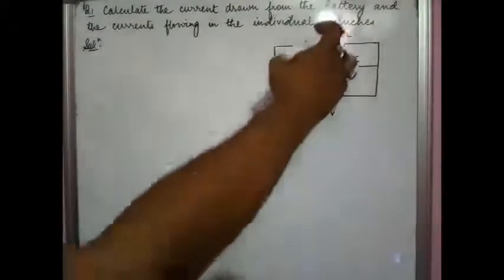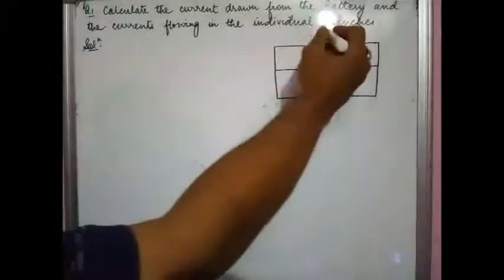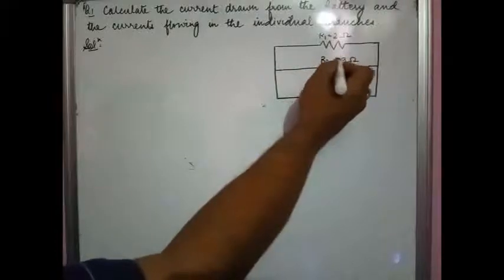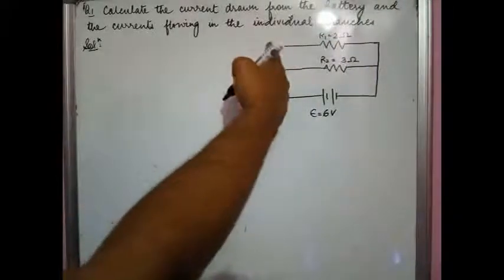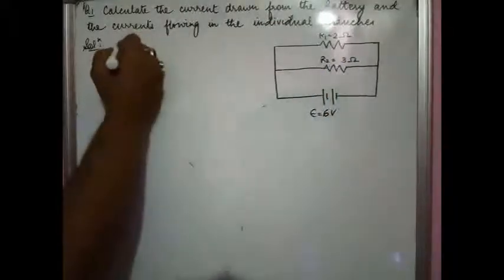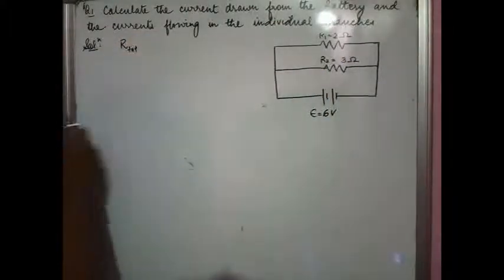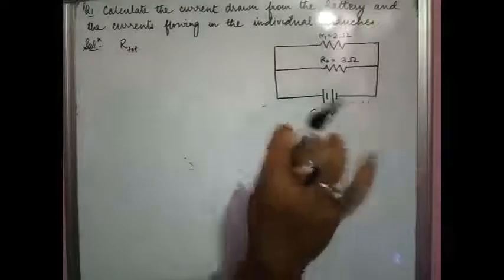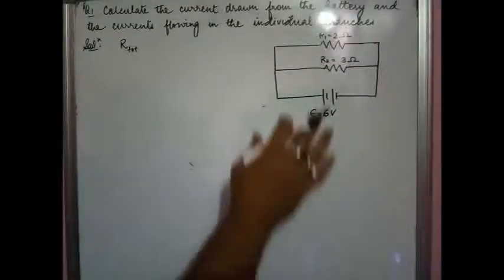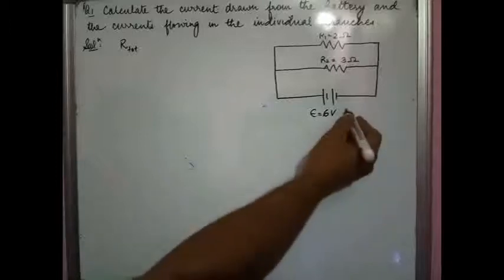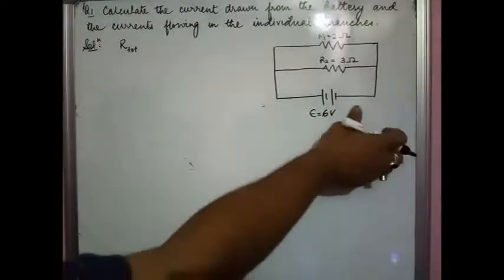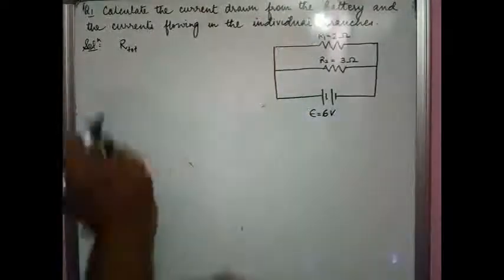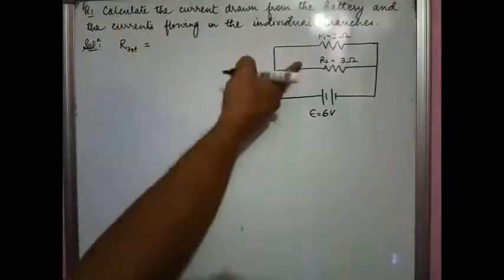Now there are two resistances, as you can see. You can call this R1 and this R2. These two resistances are in parallel combination. The first thing that we will calculate is the R total of the circuit, because this battery does not have any internal resistance. Practically it is not possible, but for this question they have not given any small r value, so we are not going to take any small r value. The only resistances are these two external resistances in parallel combination.